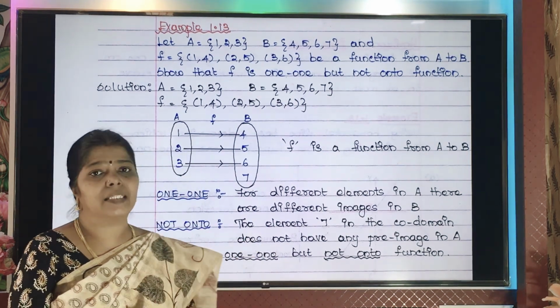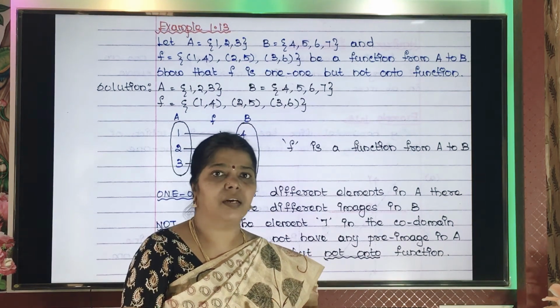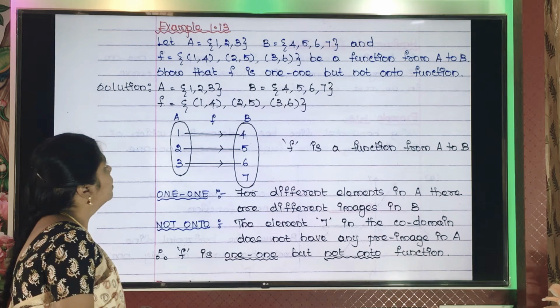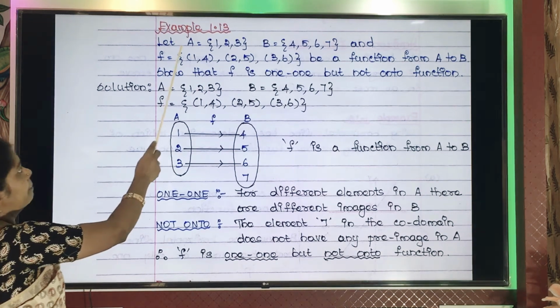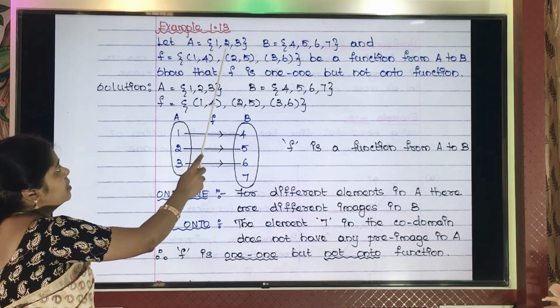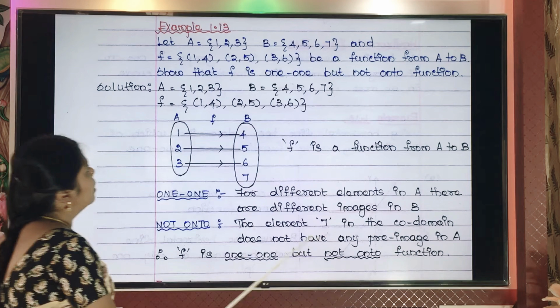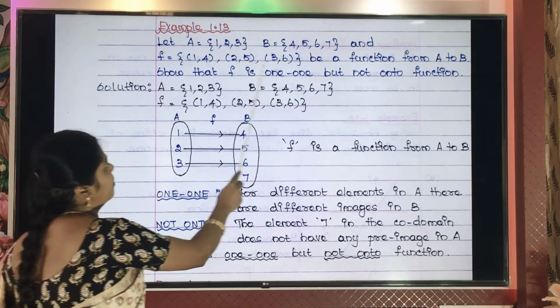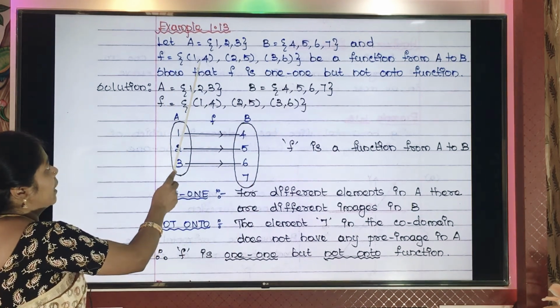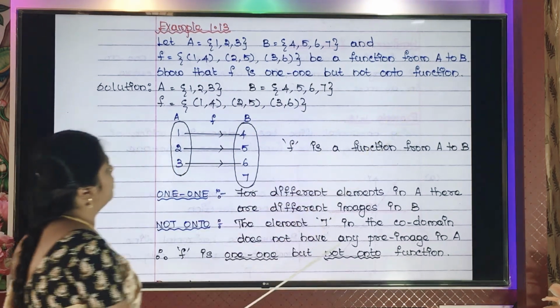Now we will see some more examples related to the concepts we have learnt earlier. Now getting into example 1.13. Here set A is given as {1, 2, 3}. Set B is {4, 5, 6, 7}. And the function f is {(1, 4), (2, 5), (3, 6)}, a function from A to B.